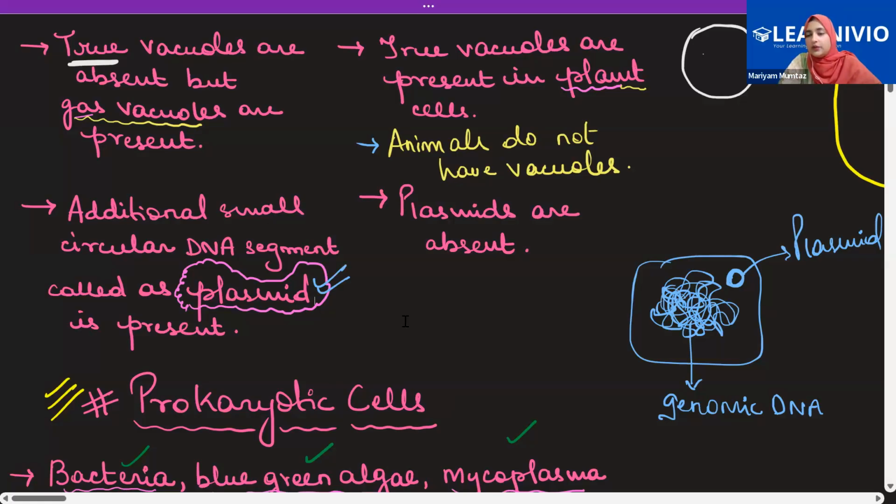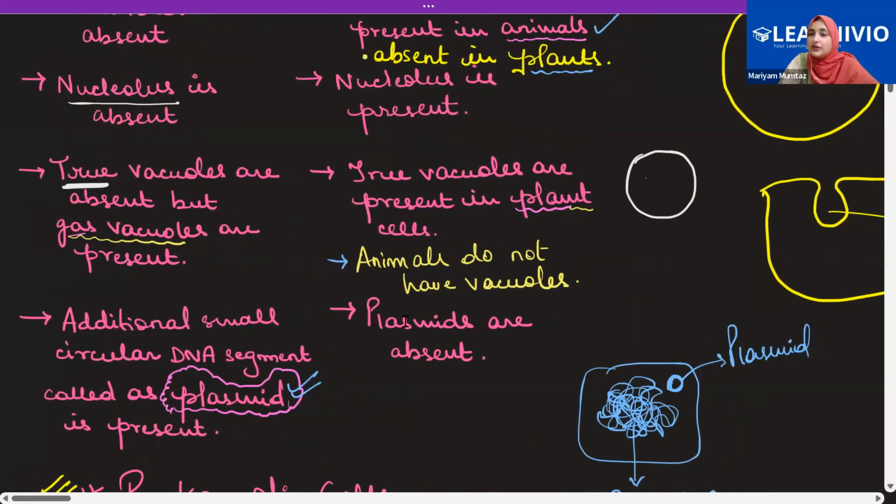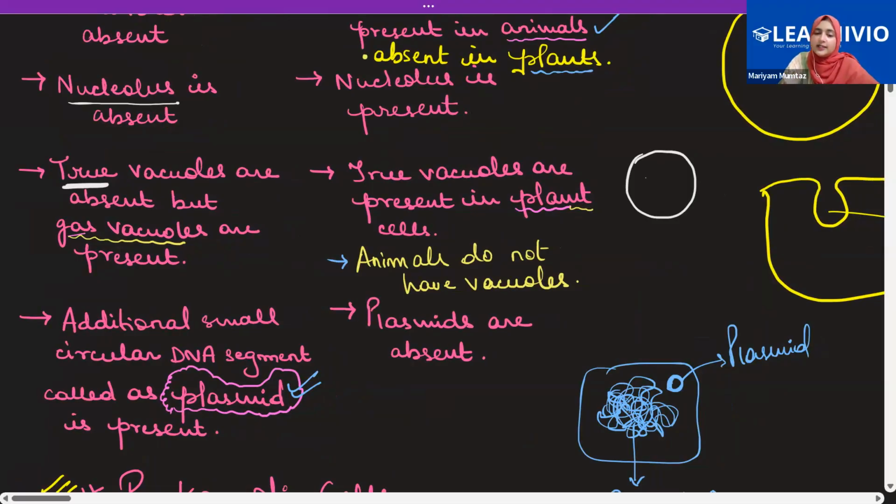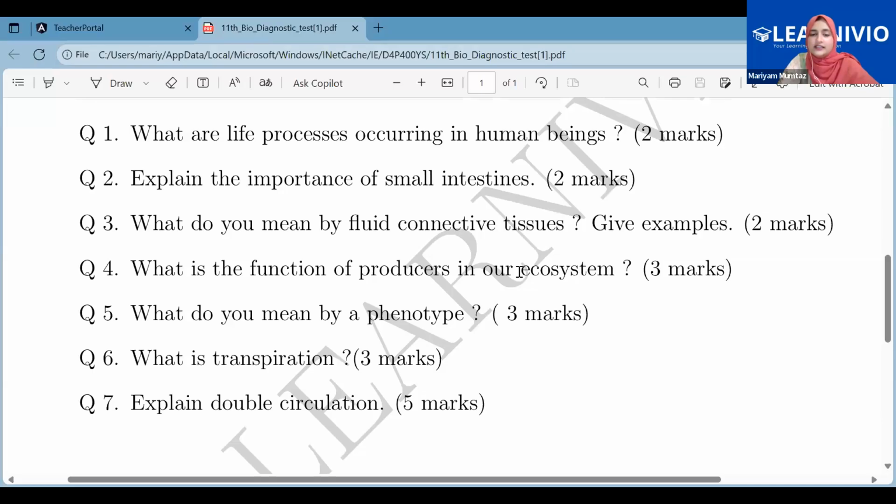Any doubts up until now? No, ma'am. Okay, so this was the basic introduction of the cell, the different types of organisms depending upon the number of cells, then depending upon whether the membrane is present or not. I hope everything is clear. Yes, ma'am. Okay. Now further, there is one formality that I have to do with you. Can you see the screen? Yes, ma'am.